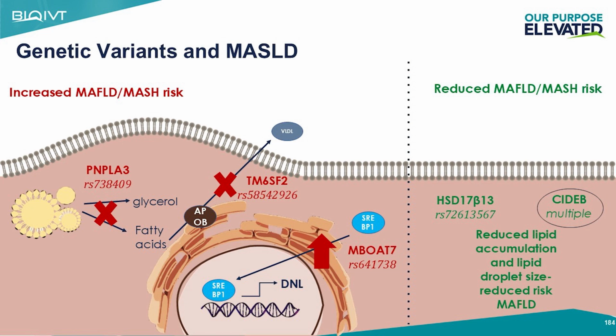And then I just want to close out with one more example where we looked at CIDEB. This is known to have multiple SNPs that are associated with reduced fatty liver disease risk, and these are loss of function mutations. Although we don't have the genotype for these donors because there are so many different SNPs, we used siRNA to assess the effect of these different mutations. These mutations are known to reduce both lipid accumulation as well as lipid droplet size.